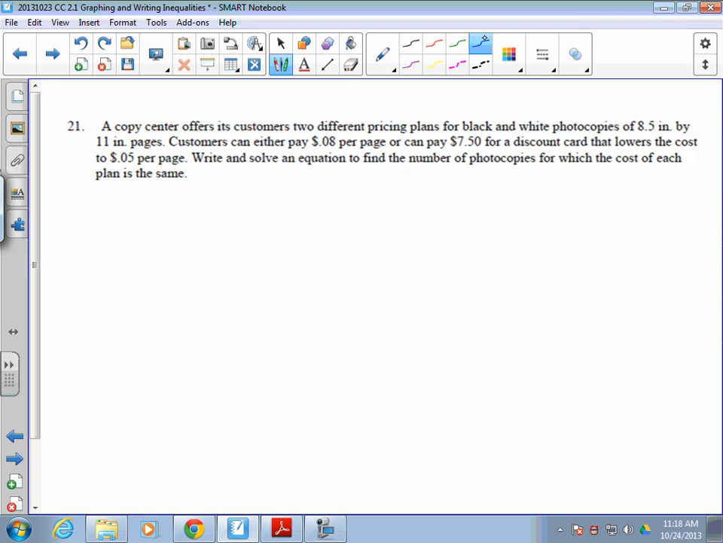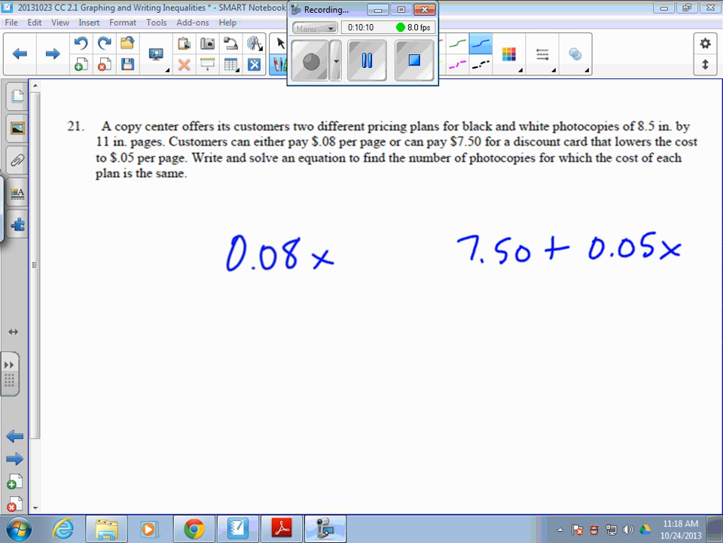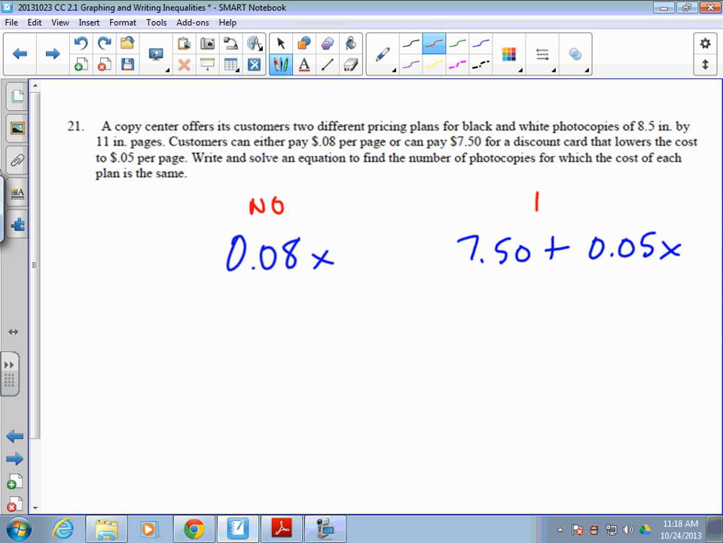21 says this copy center offers this discount. If you don't buy the discount, then they're 8 cents a page. So 0.08 times x. If you buy the discount, it costs you $7.50 plus 5 cents a page. So this is no discount. This is with the discount. When are they going to equal each other is the question that it asks.